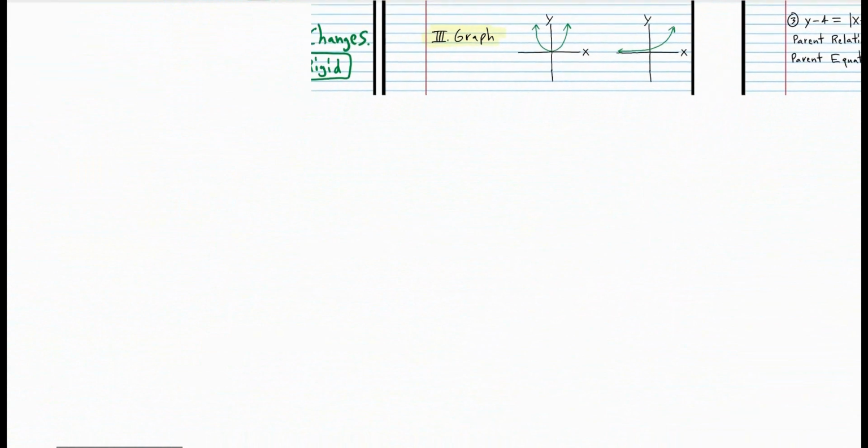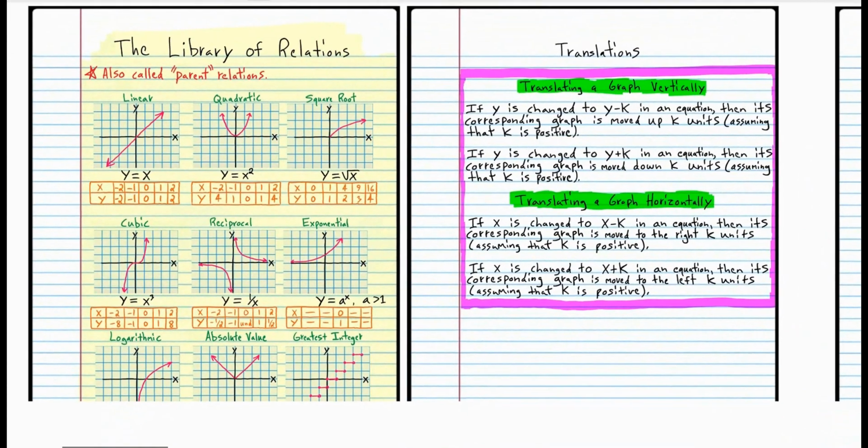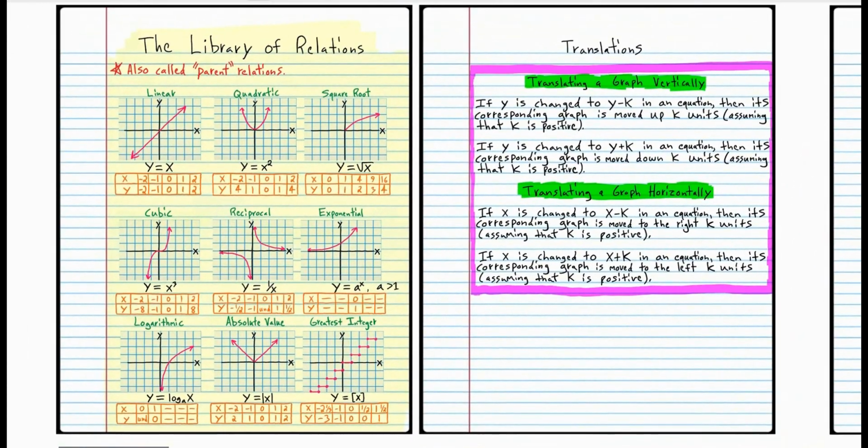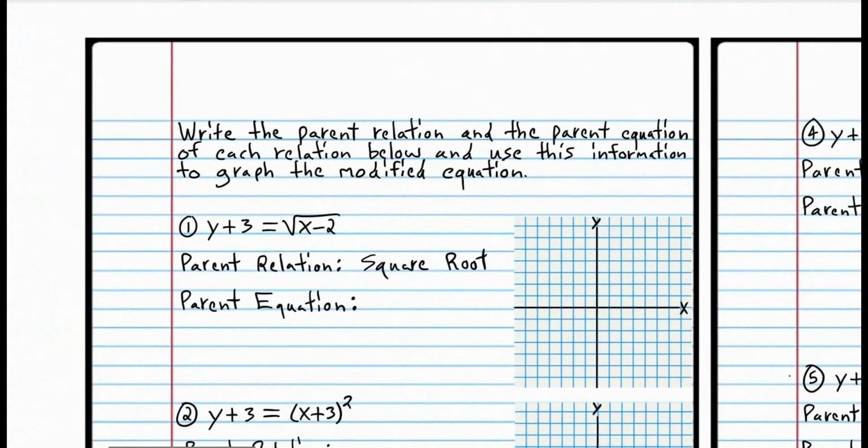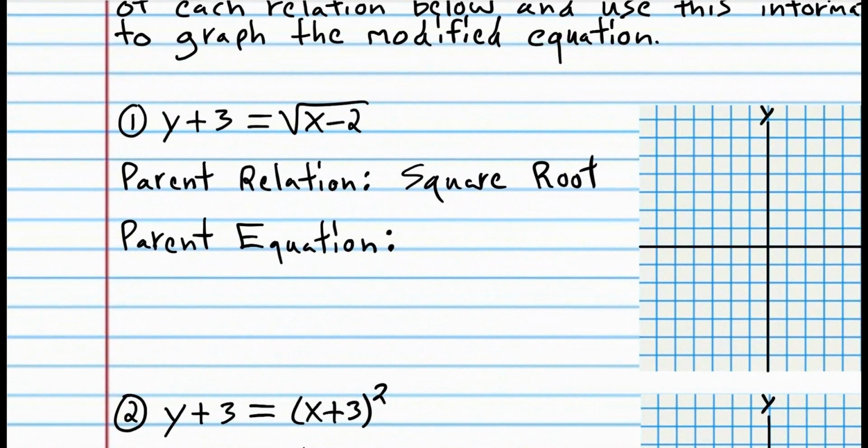Again, please, if you have not taken a picture of the library of relations, do that now. We need to have that right in front of us as we're doing this. So the parent equation is y is equal to square root x.